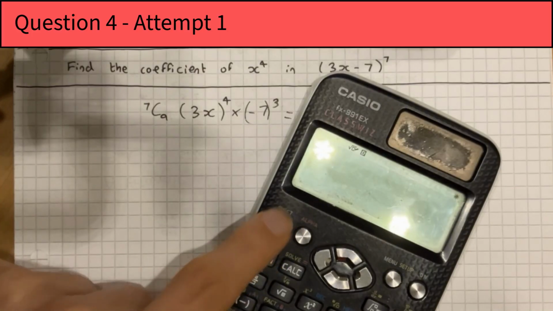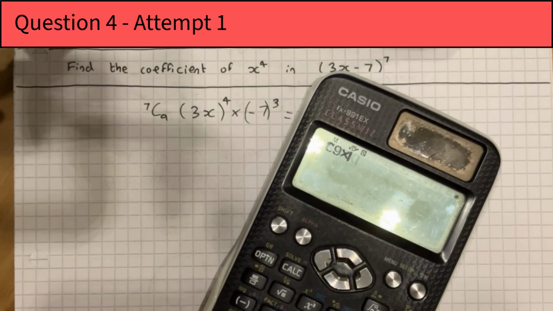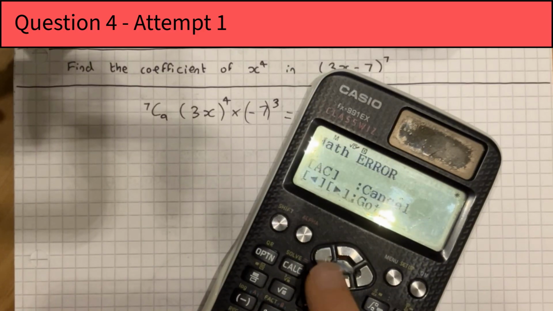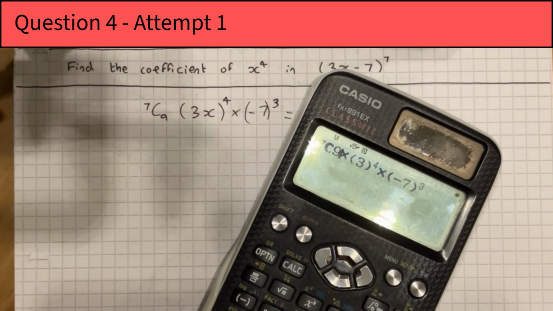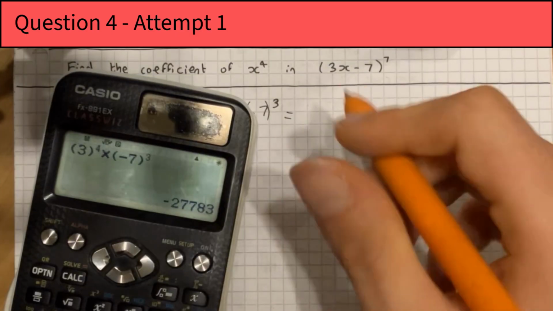So 7 choose 4. And then I'm not going to put x in, I'm just going to put 3 to the power of 4 times minus 7. Oh, I cannot make a bracket. Minus 7 to the power of 3. Okay, there goes an error. So that matches up to what it says on the piece of paper. I'll try again. Okay, still get an error. So I'll just maybe get rid of this first term. And then, yeah, this seems about right.